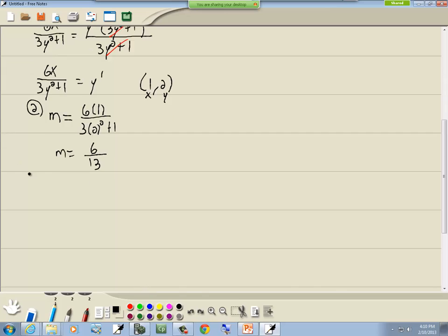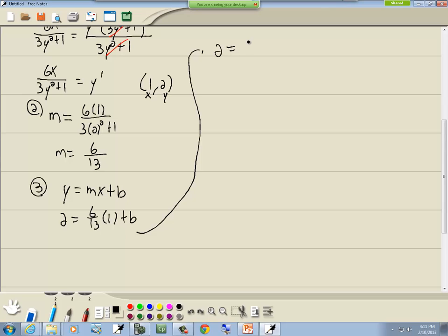Step 3. Step 3 was to plug in the given point for x and y and the m we just found into y equals mx plus b and solve for b. Well, y was 2, m was 6/13, and x is 1, and then plus b. Okay, so we got 6/13 times 1 gives us 6/13 plus b, and take that over to the left side, becomes a negative 6/13, and that gives us 20/13 for b. Mixed number, I took 2 times 13 gave us 26, plus a negative 6 gives us 20.